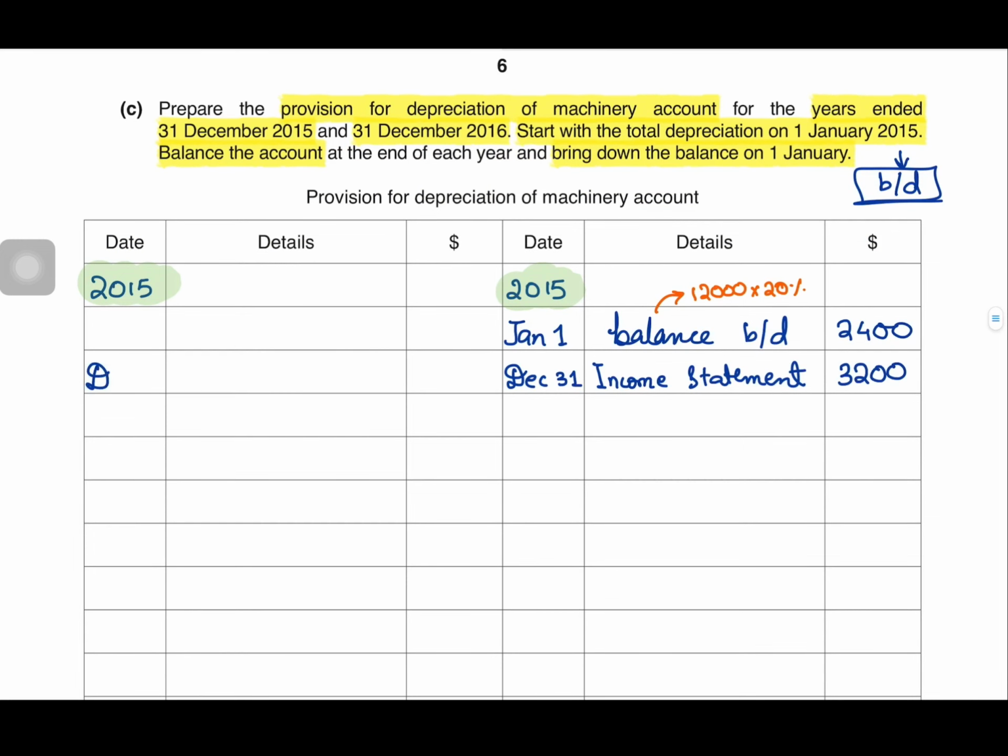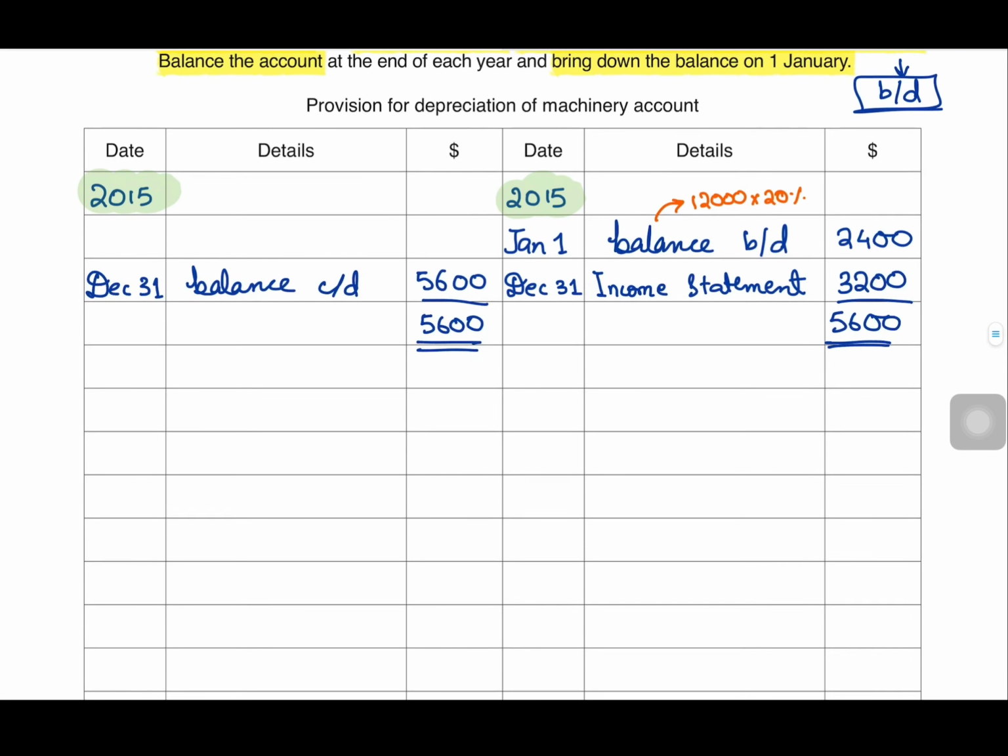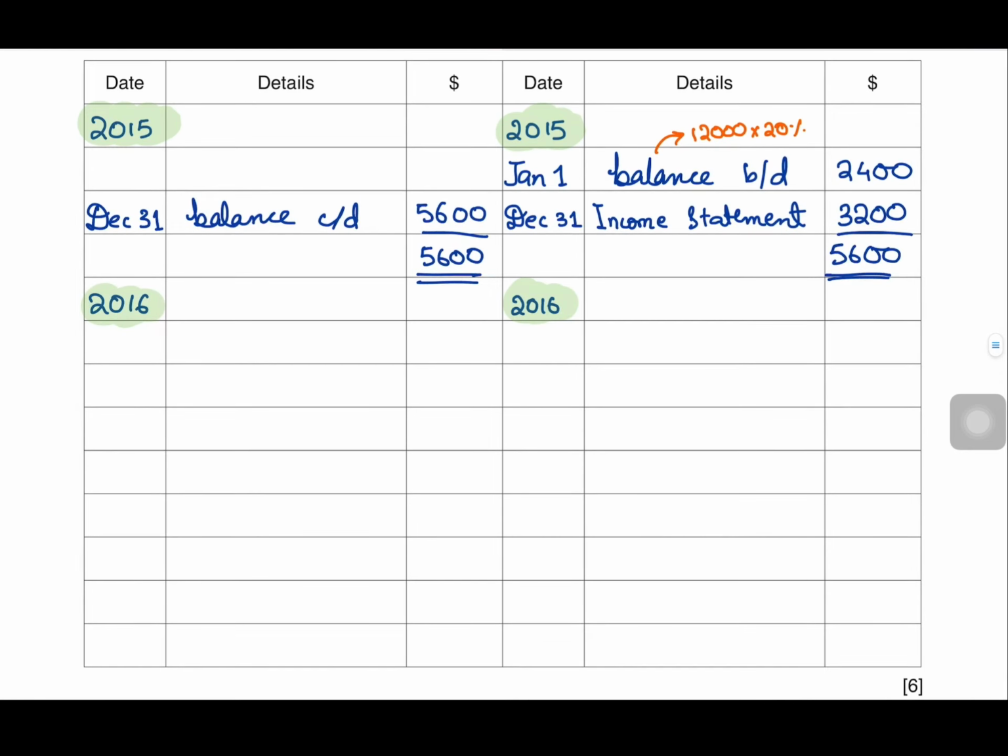Now what else is left? We just have to balance this account. So balance carried down will be brought down plus your current year expense, and that would be 5,600. Right? We are done with 2015. Now let's move to 2016. First, we know that we will start from the balance brought down figure, which was the balance carried down figure of last year. So balance brought down is 5,600.